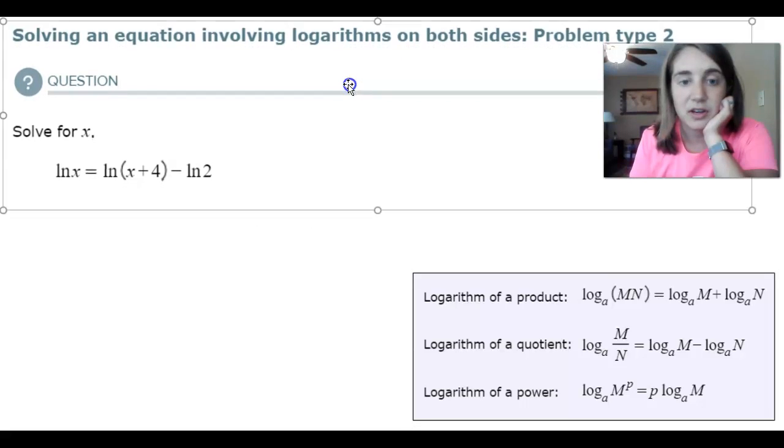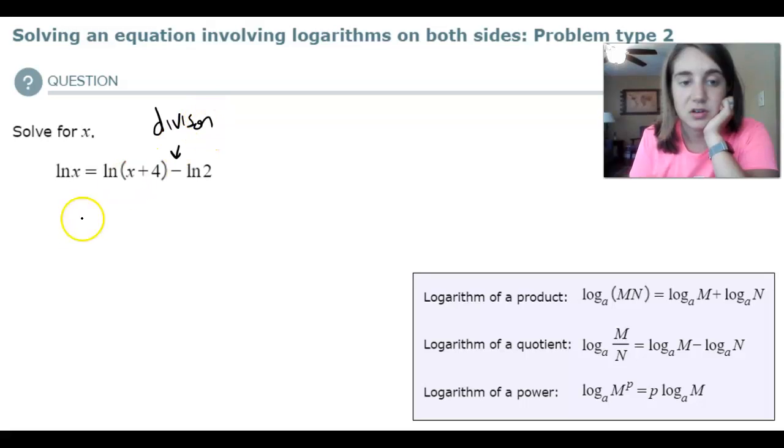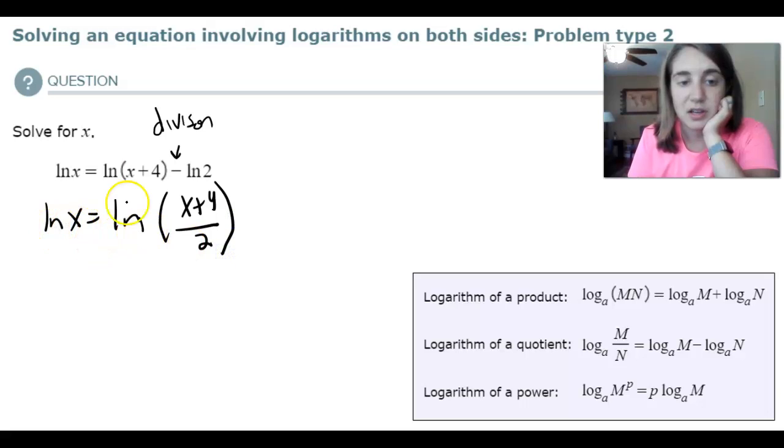Okay, we're going to go ahead and talk about this type. It's going to involve remembering our log properties. So if I remember, I can write that as division. So ln of x equals ln of. And then if we think about it, if I have ln on both sides, then what's on the inside needs to be the same.